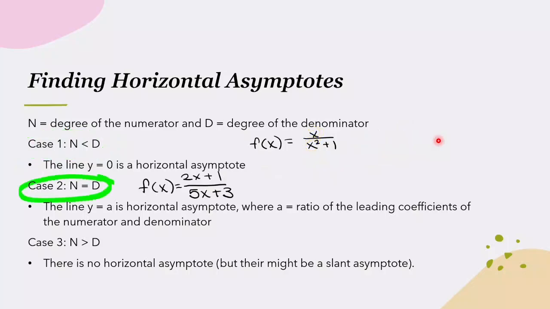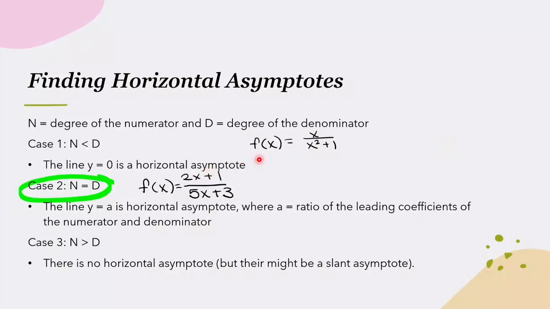The second situation we might have is when the degree of the numerator is equal to the degree of the denominator. An example would be f of x equals 2x plus 1 divided by 5x plus 3. In this case, the degree of the numerator is 1, and the degree of the denominator is also 1. So they have the same degree.